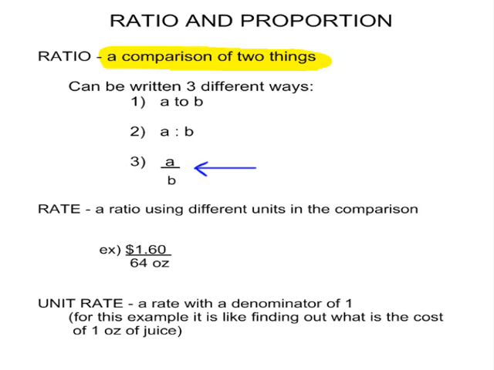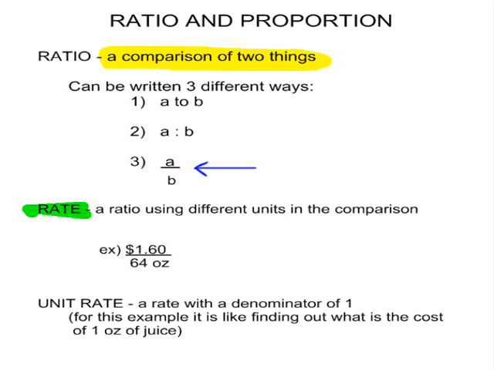First thing I want to discuss today is a rate. Now, a rate is a ratio using different units in the comparison. So let's go shopping, because grocery shopping is a necessary thing to do. In this example, we're looking at a bottle of apple juice that costs $1.60, and it's a bottle that is 64 ounces big. So this is a comparison between two things, money and ounces. And a comparison using different units is called a rate.